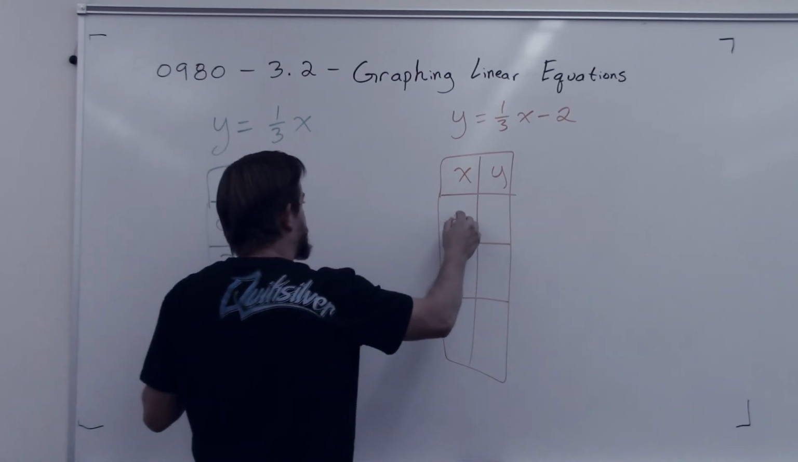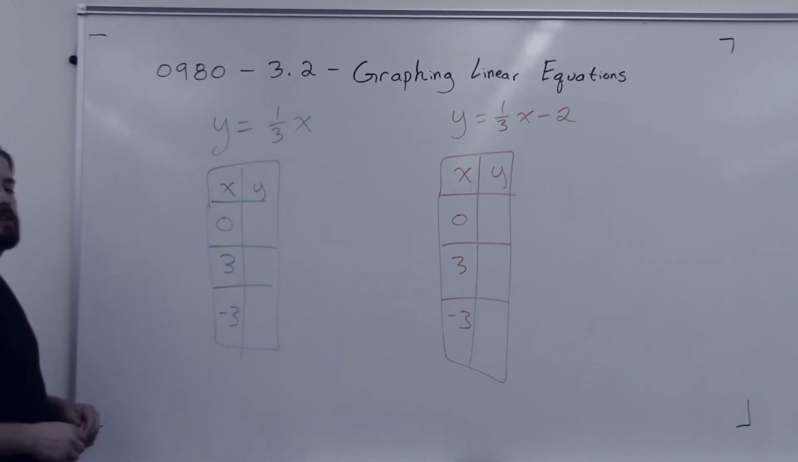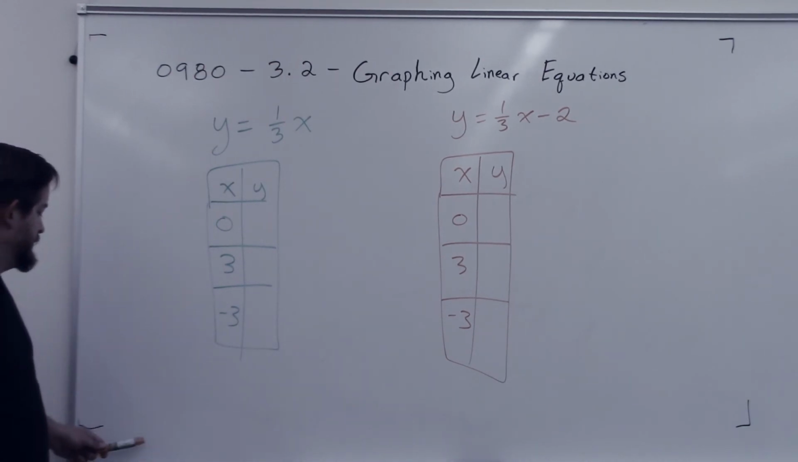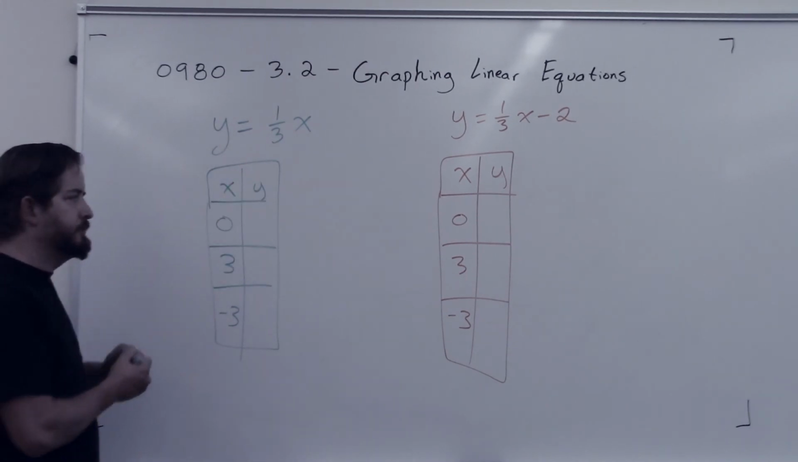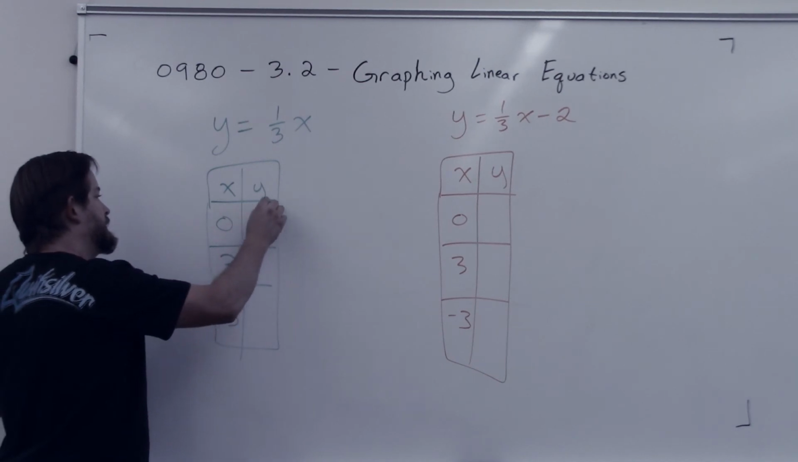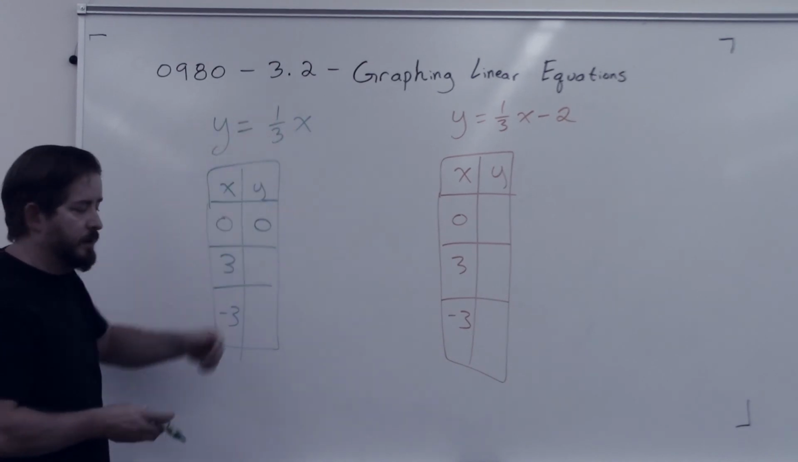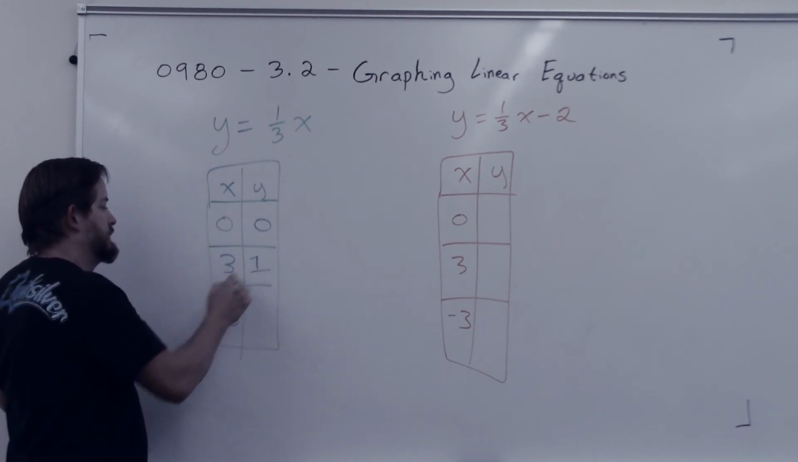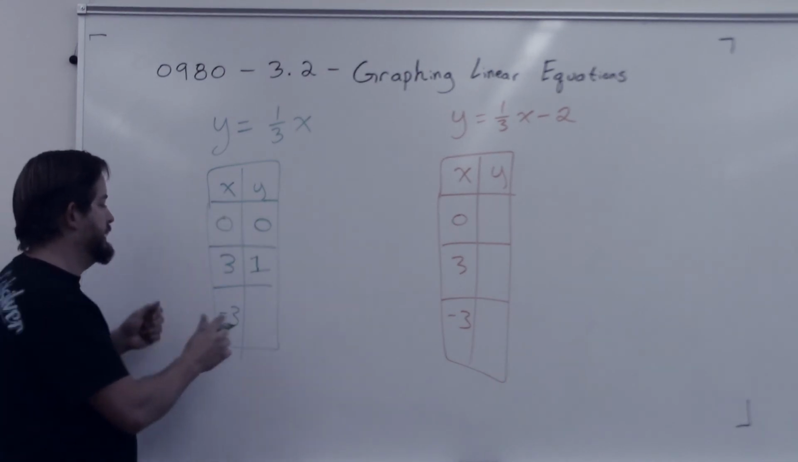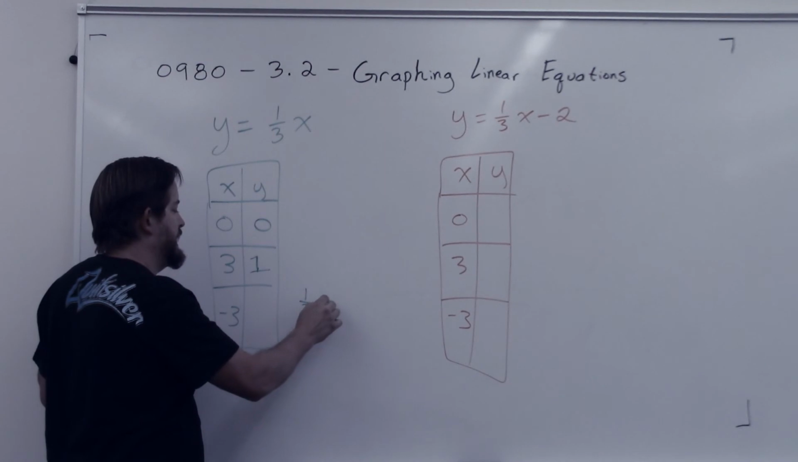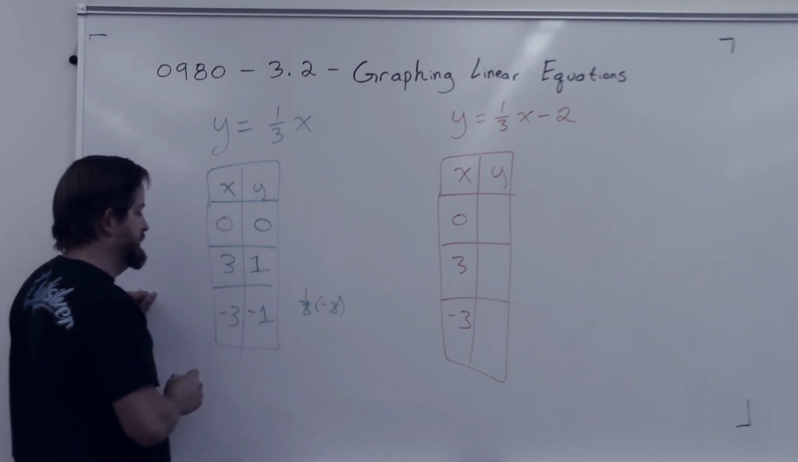So I'll go 0, 3, negative 3. And in the end, we're just going to compare the graphs of these two equations. But if x is 0, 1/3 times 0 is still 0. That's easy. If x is 3, then I have 1/3 times 3, and that is 1. And if x is negative 3, that is 1/3 times negative 3. The 3's cancel, but I still have a negative, so that's negative 1.